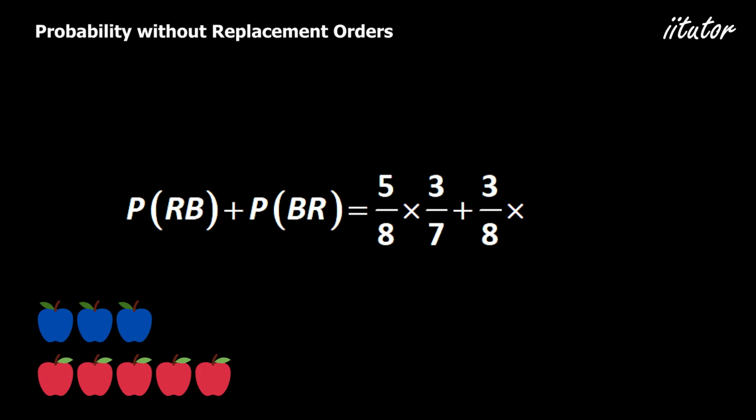Or blue first, so 3 out of 8, and then red, 5 out of 8 minus 1, which is 7, because we only have 7 to choose from left over because we've already eaten 1. So the second ones all have out of 7. Okay, so you see why? And then simplify, that's what you should have.